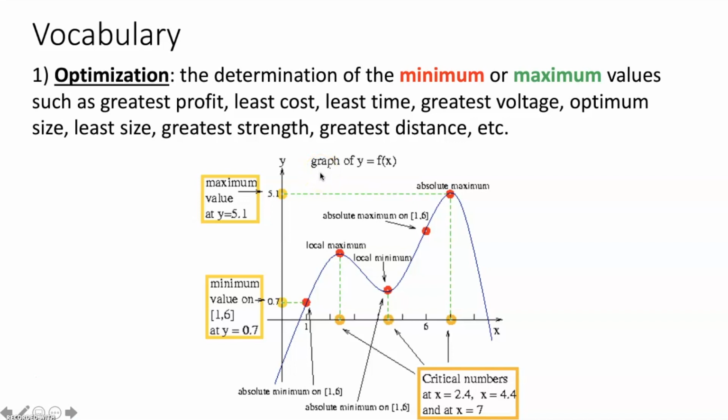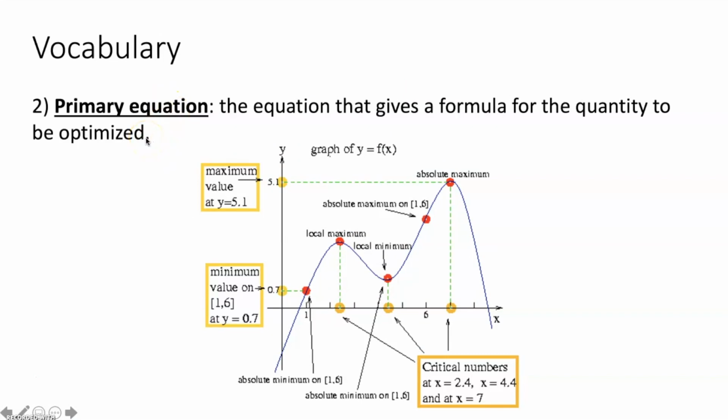Now we know how to do this. All we need is the equation that corresponds to the profit, cost, time, or voltage, etc. So if we have that equation, then all we have to do is find the critical numbers, and then we can figure out what our relative max and min values are and answer the question. The equation we're going to use to find the maximum or minimum values is called the primary equation. That's the equation that gives the formula for the quantity to be optimized. So this little blue line here represents our primary equation that we're going to need to find the critical numbers of in order to optimize our given real-world scenario.